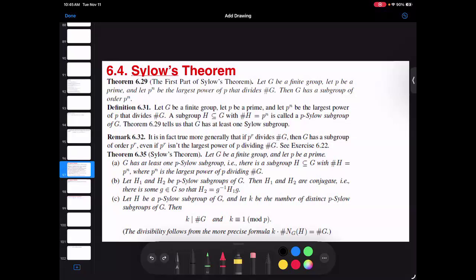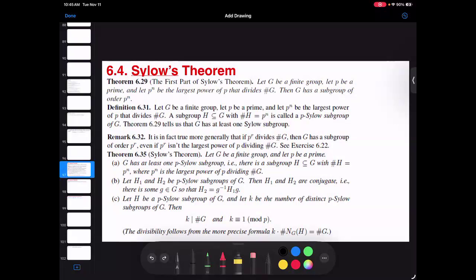So definition 6.31: if G is a finite group, p is a prime, and p to the n is the largest power of p that divides the size of G, we say a subgroup of size p to the n is a p-Sylow subgroup. We know that such a group exists by theorem 6.29. I am not saying anything about which prime. I'm not saying that this is the largest prime that divides the size of the group, or the smallest prime. I'm just saying any prime. You give me any prime that divides the group, you look at the highest power of that prime that divides the size of the group, and there will be a subgroup of that size.